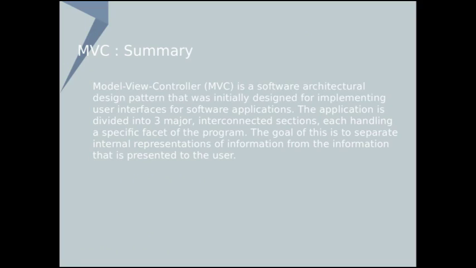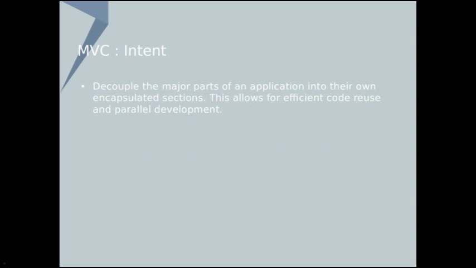All right, MVC is an architectural design pattern, and it was initially designed for implementing user interfaces for software applications. The application is divided into three major interconnected sections, each handling a specific facet of the program. The goal of this is to separate internal representations of information from the information that is presented to the user. The intent of MVC is to decouple major parts of an application into their own encapsulated sections.